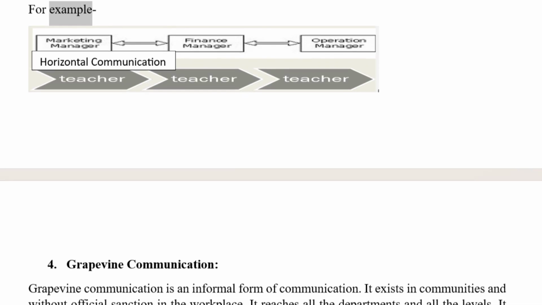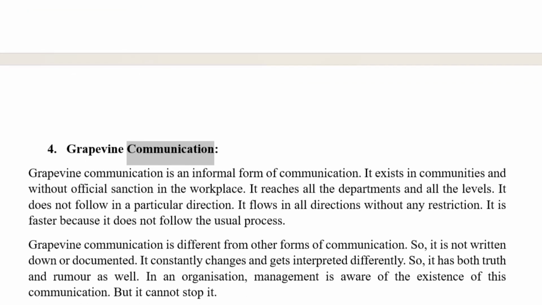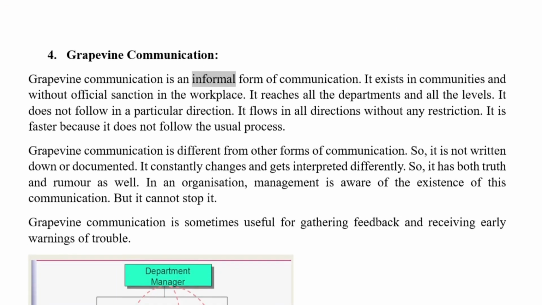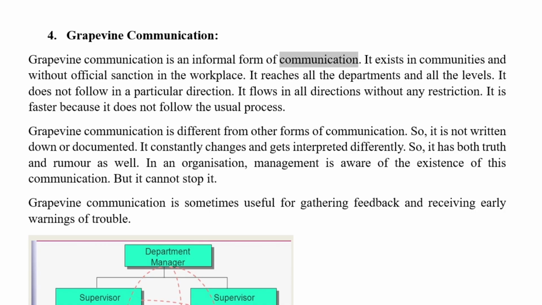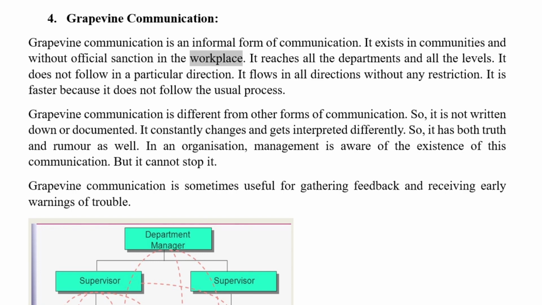Grapevine communication. Grapevine communication is an informal form of communication. It exists in communities and without official sanction in the workplace. It reaches all the departments and all the levels. It does not follow a particular direction. It flows in all directions without any restriction. It is faster because it does not follow the usual process.